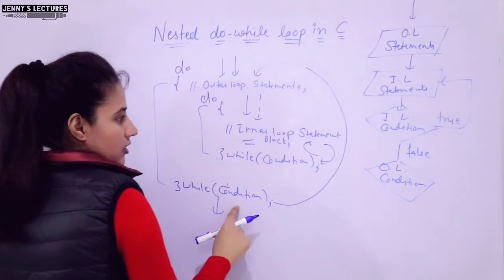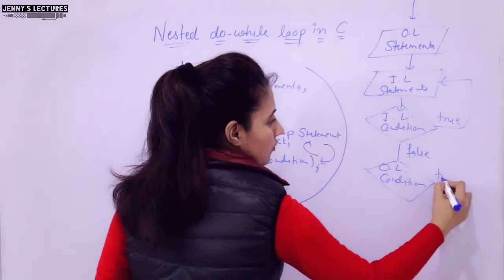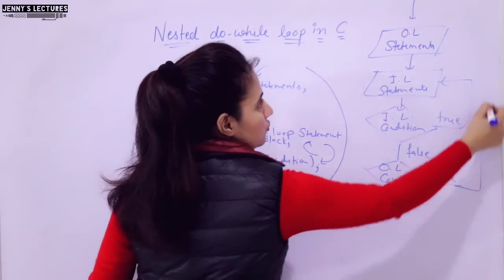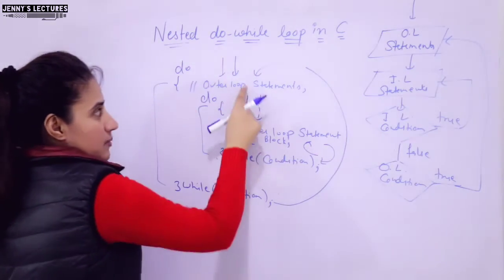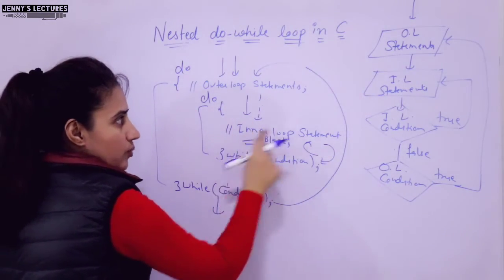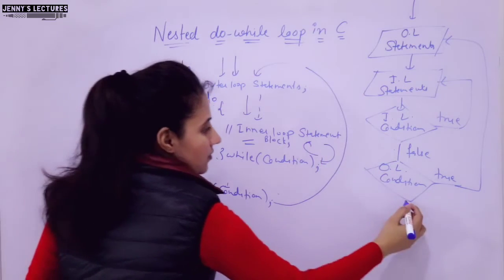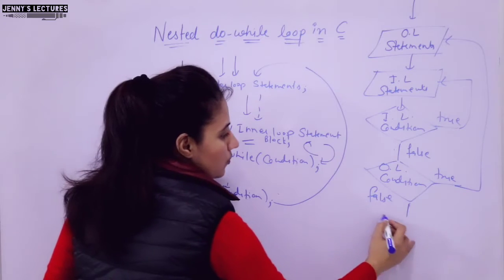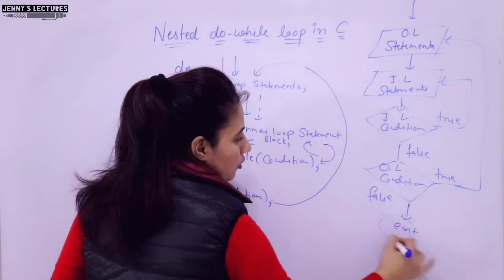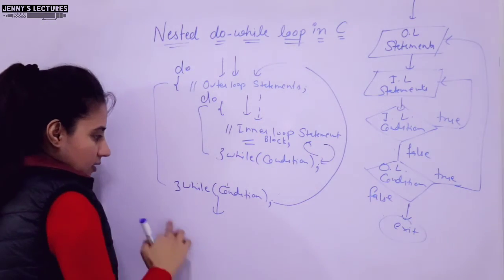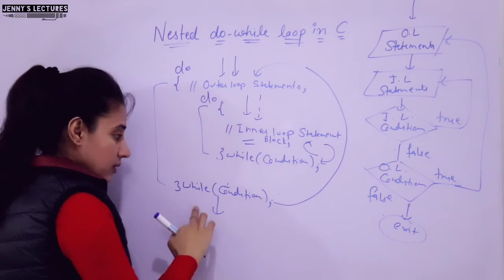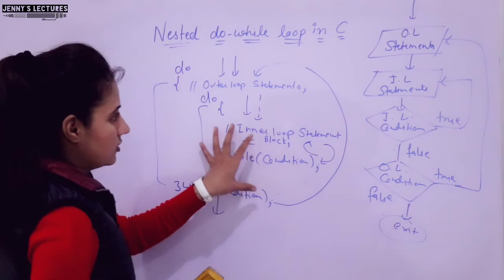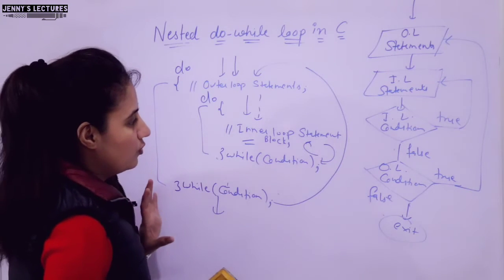If this outer loop condition is true, then what would happen? Again control will go to this loop, meaning the outer loop statements would be executed again, right? Same step, then enter this inner loop, same step would be repeated. If this outer loop condition is false, then you are going to exit, or you can say end, or whatever you write here, statement X or statement ABC, control will go to those statements, right? So I hope you got the working of this loop with the help of this flow chart, right?